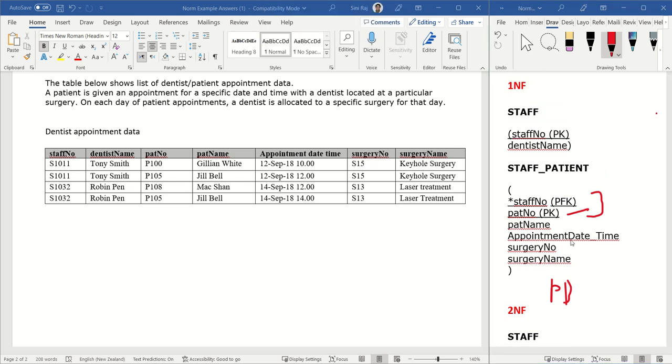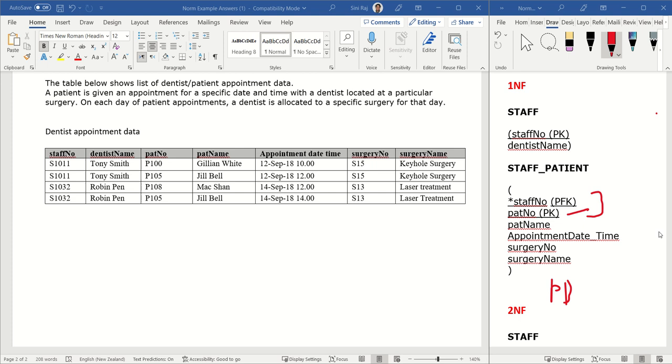And when you consider the appointment date, time, surgery number and surgery name, everything is related to both the staff and the patient. So you need to keep this in mind. The surgery number, surgery name, and the appointment, when the patient has to take the appointment and for the doctor, both of them are related in all these cases. But just this patient number and patient name is the only partial dependency which you could identify here. So you have identified a partial dependency.